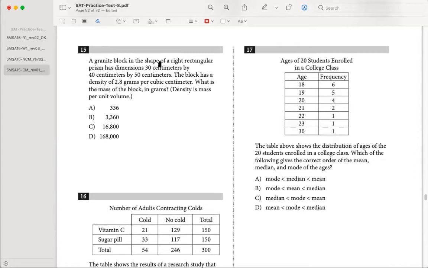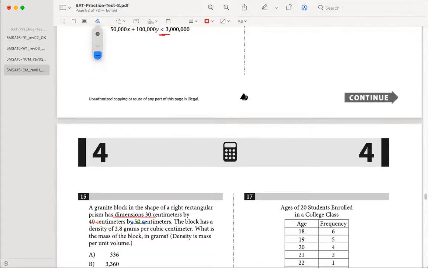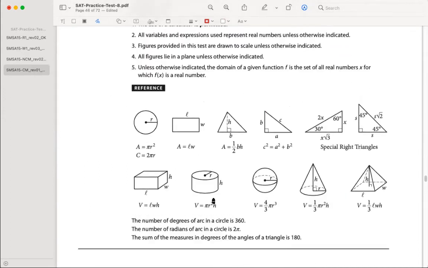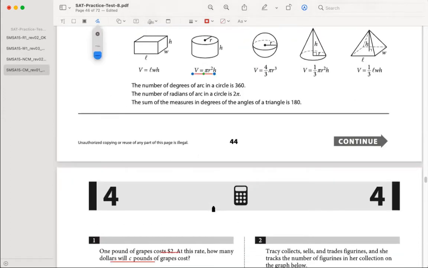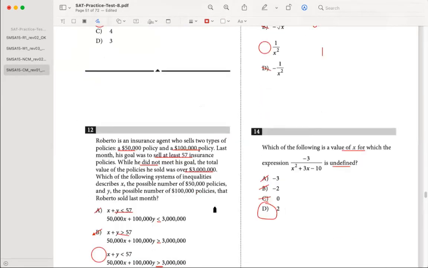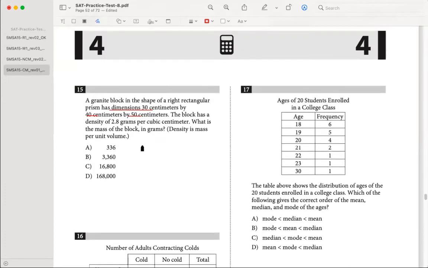A granite block in the shape of a rectangular prism has the dimensions of 30 by 40 by 50. So first, density equals mass divided by volume. So the formula for a cylinder would be pi r squared h. Oh, right, rectangular prism. Sorry, I read the question wrong. So it would just be length times width times height.